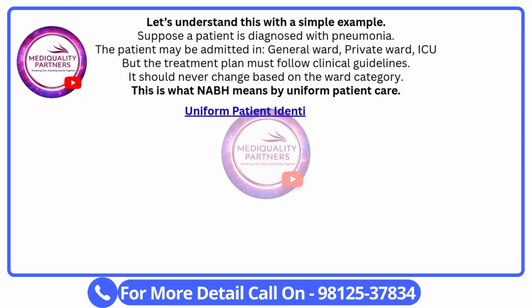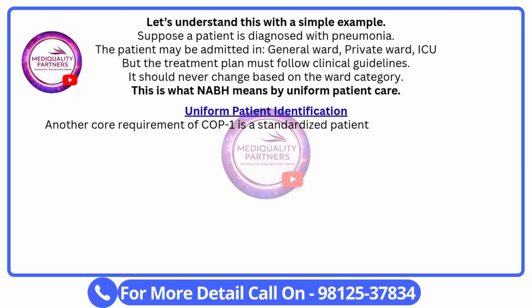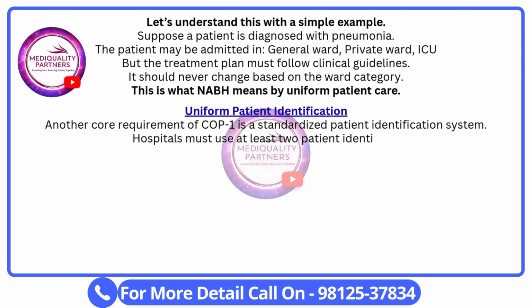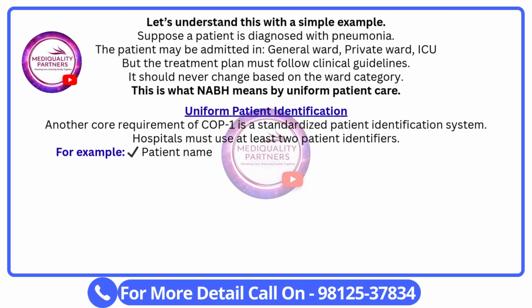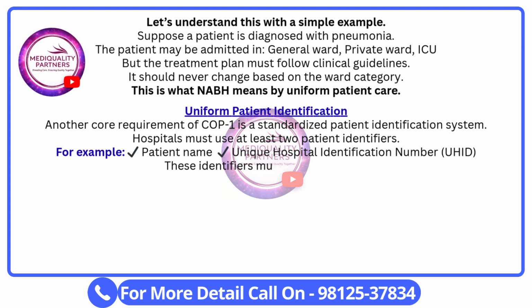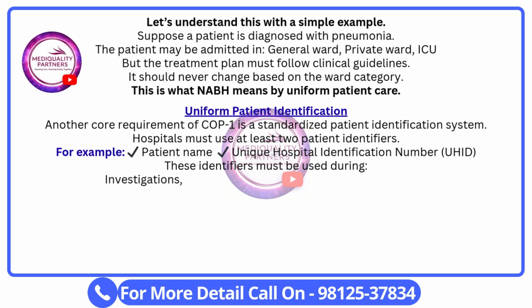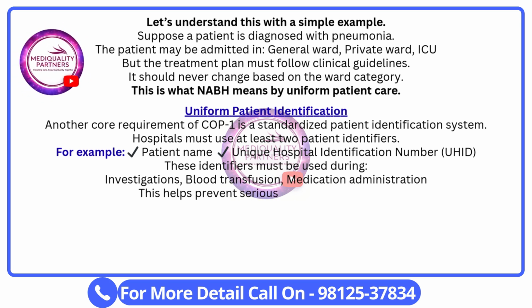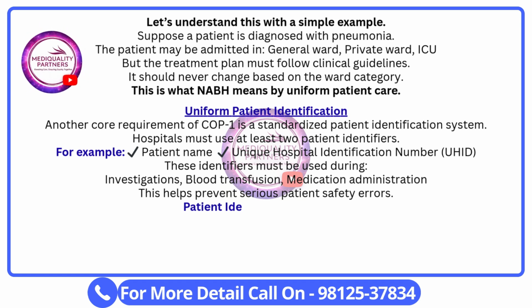Uniform patient identification. Another core requirement of COP-1 is a standardized patient identification system. Hospitals must use at least 2 patient identifiers. For example, patient name, unique hospital identification number, UHID. These identifiers must be used during investigations, blood transfusion, medication administration. This helps prevent serious patient safety errors.